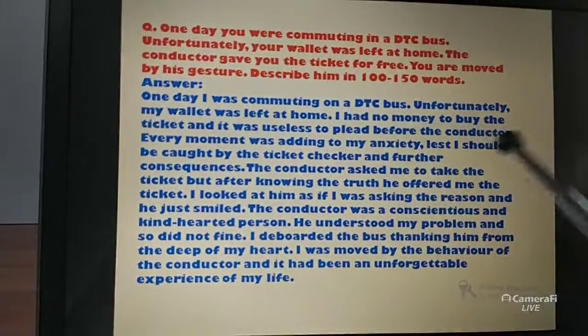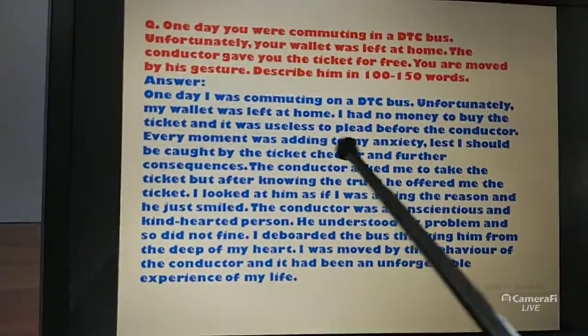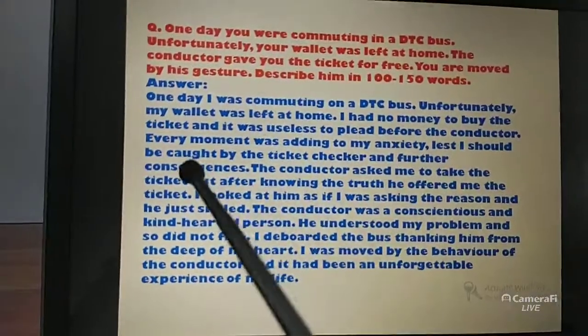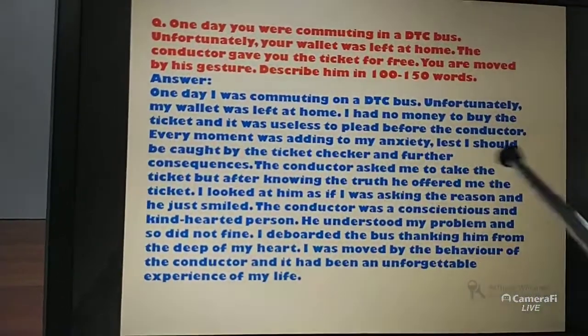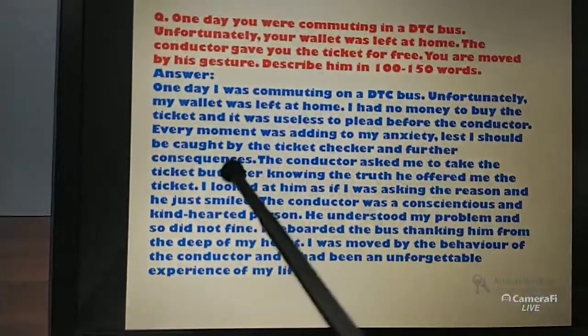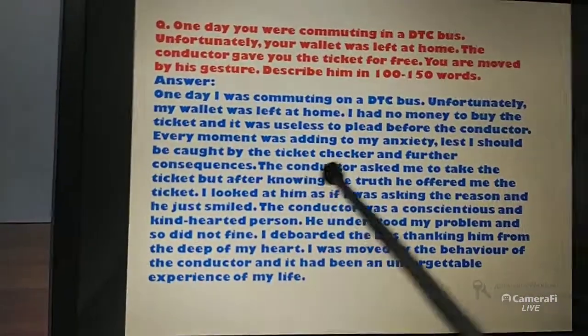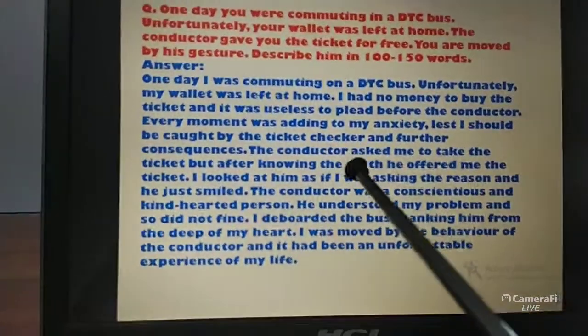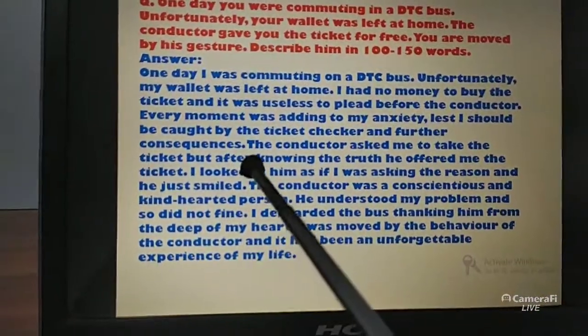So I had no money to buy the ticket, and it was useless to plead before the conductor that he gave me a ticket for free. Every moment was adding to my anxiety, lest I should be caught by the ticket checker and face further consequences. So what should I do? I should be caught by the ticket checker, who is the conductor himself, and face further consequences.